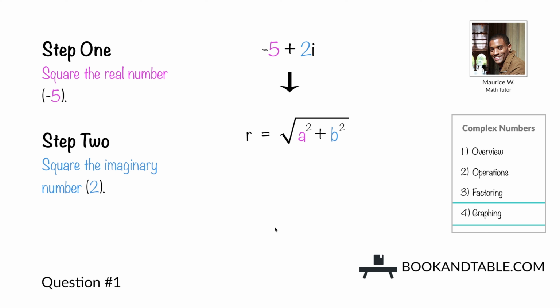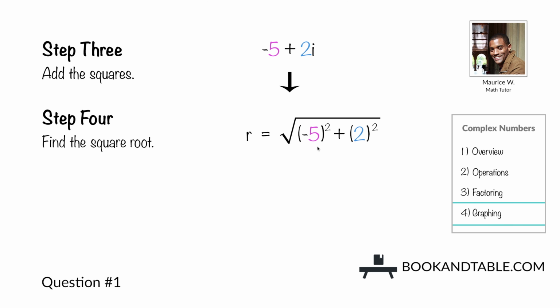Question number 1. To find the modulus, we'll use the formula r is equal to the square root of a squared plus b squared. So that helps us know that the first step is to square the real number, -5. Then the second step is to square the imaginary number, 2. And then you add those squares together and then find the square root. So that lets us know r is equal to the square root of 25 plus 4. 4 plus 25 is equal to 29. So the answer to question number 1 is r is equal to the square root of 29.